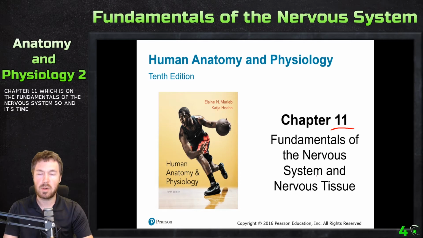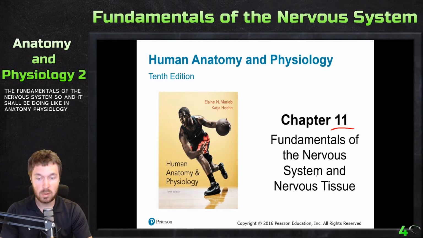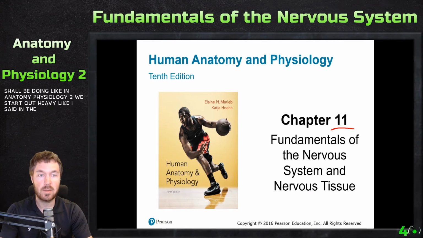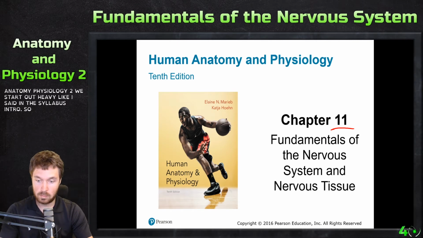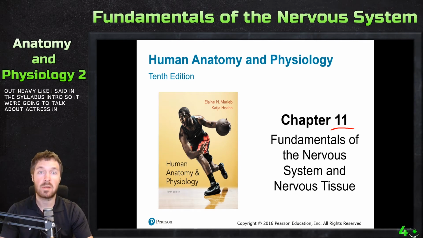In this chapter, like I said in the syllabus intro, in Anatomy and Physiology 2 we start out heavy. We're going to be talking about action potentials on the first day here.